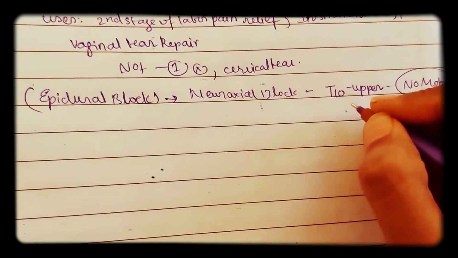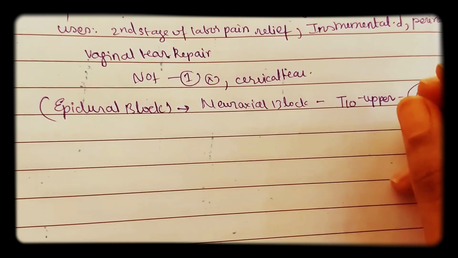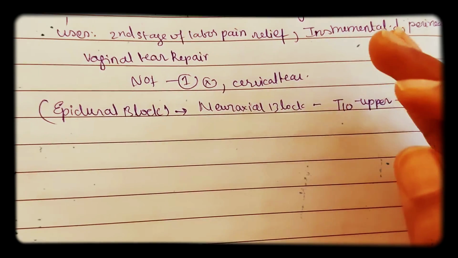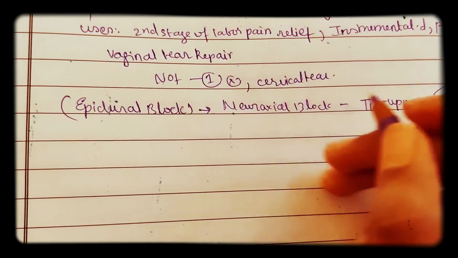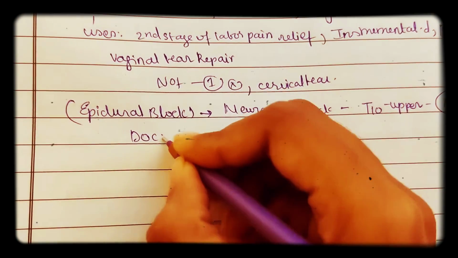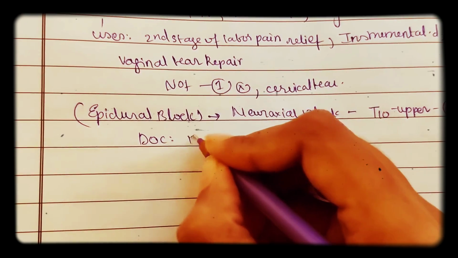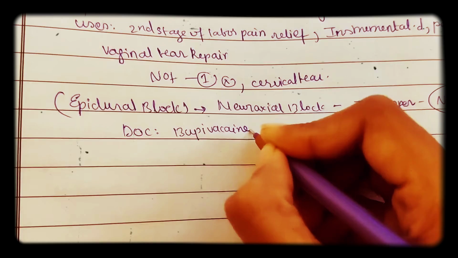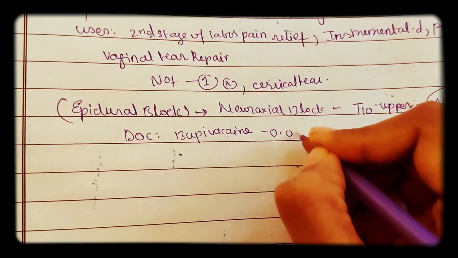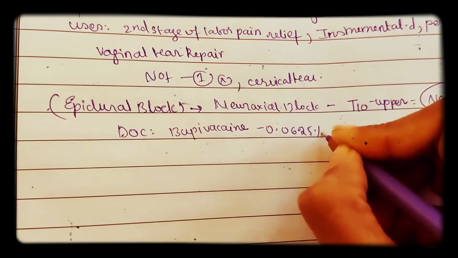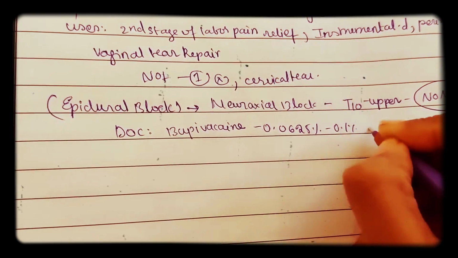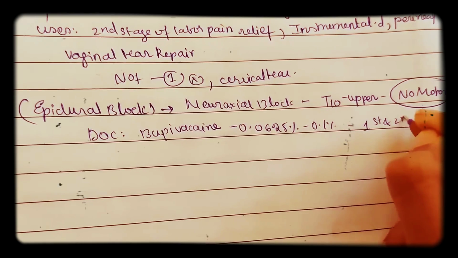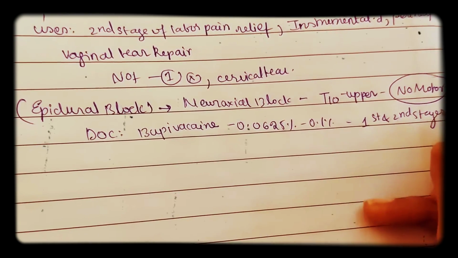But the disadvantage is, as you are blocking the sensory and sympathetic block, it is leading to hypotension in the mother. So there is low BP in the mother when you do this painless labor. So what is the drug of choice to do painless labor? That is bupivacaine, which is given 0.0625% to 0.1%, and it can be used in both first and second stage of labor. So it can be used in both stages of labor.